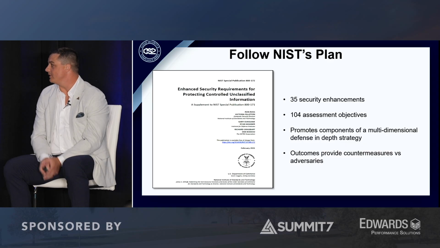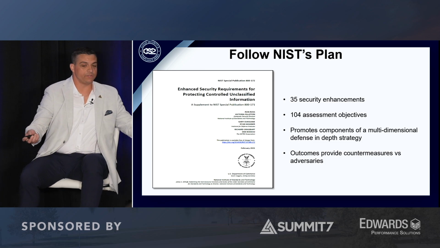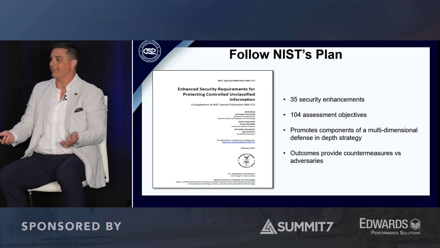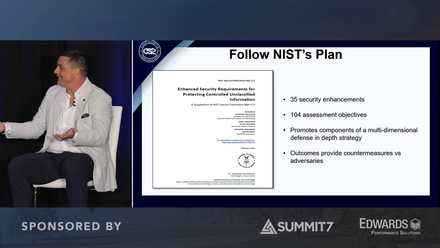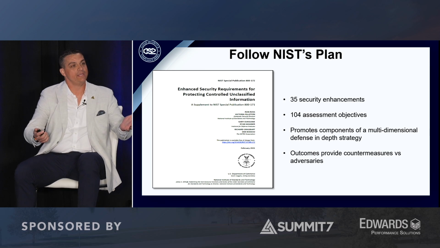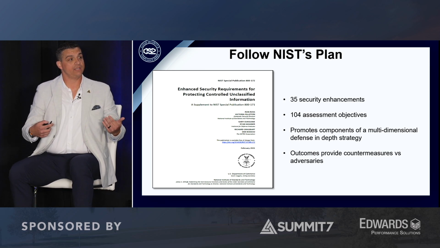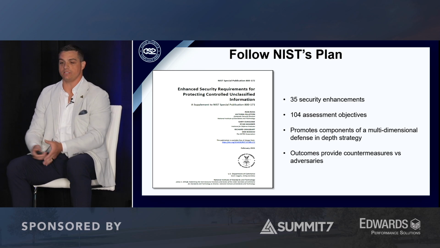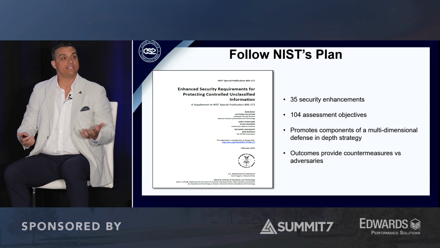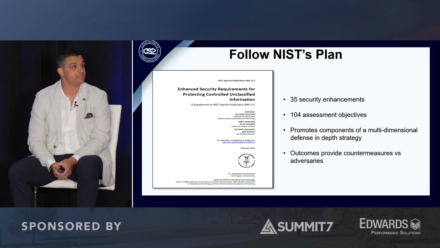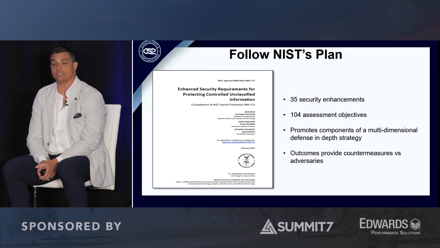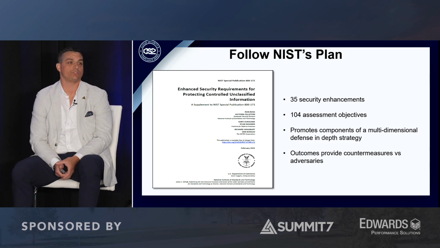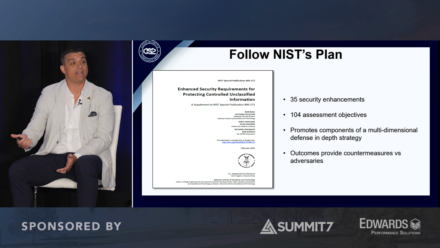Basic protections, advanced threats. We talked about the Holy Scripture, and the prophets Ross, Pillitteri, Ghadiali, and all of their friends got together, and they were like, we need to make up for this gap in what we are being recommended by CISA and what we are providing as requirements and a standard for these organizations to implement to protect their systems. Essentially it's 35 security enhancements inside of this guidance, 104 assessment objectives, that's additional work, and it promotes components of a multidimensional defense-in-depth strategy and provides countermeasures against adversaries.